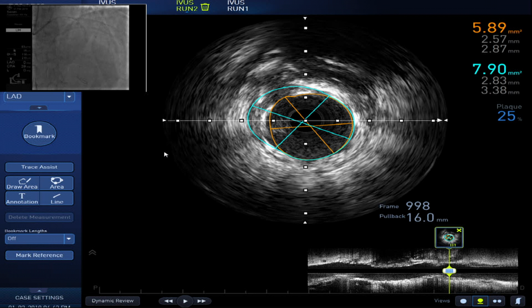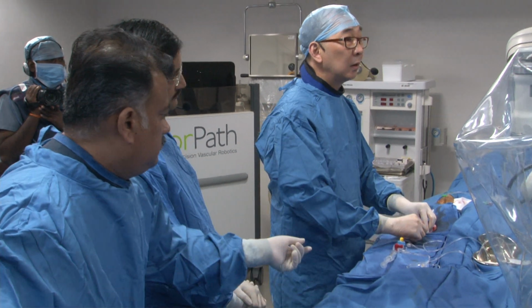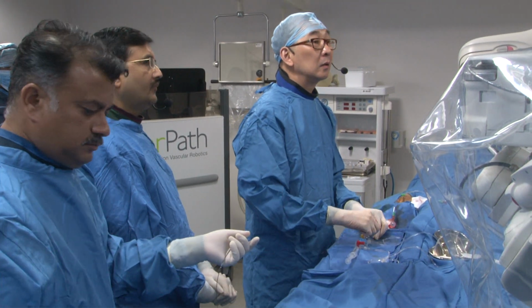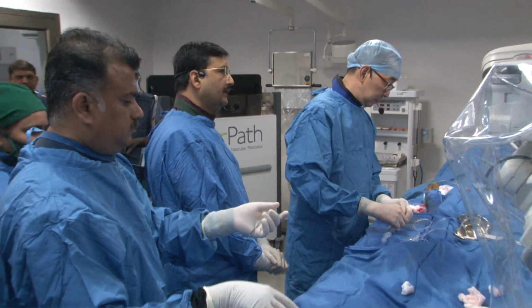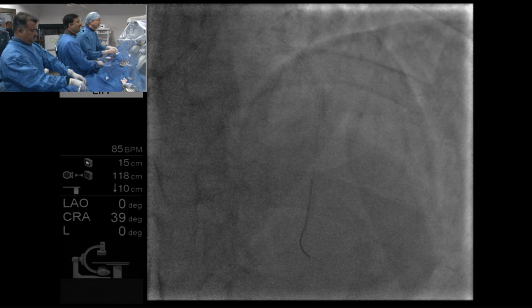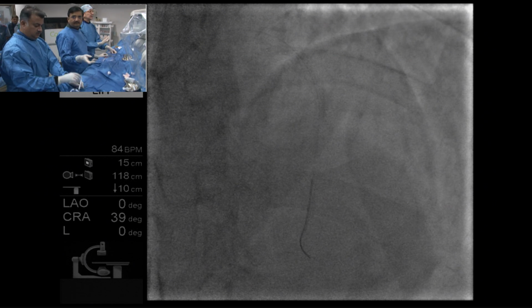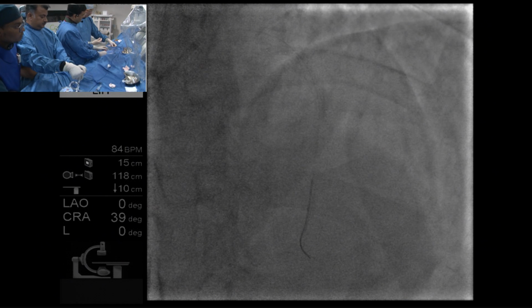Let's go to the CIRC. The CIRC lesion looks worse, moderate. Are you planning to pressure wire it? I forget how the CIRC lesion looks. Okay, can I call the wheel? Yes.